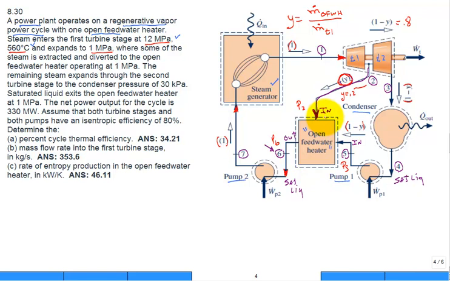Just go back and look at heaters where you're mixing fluid streams, you're having two ins with one out. The standard assumption is to neglect any pressure loss, hence they all have the same pressure. Then the remaining steam expands through the second turbine stage down to 30 kilopascal. So now they're telling us the pressure here is 30 kilopascal. That's our lowest pressure.